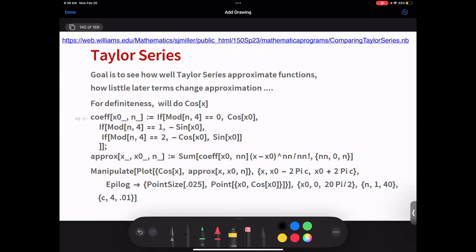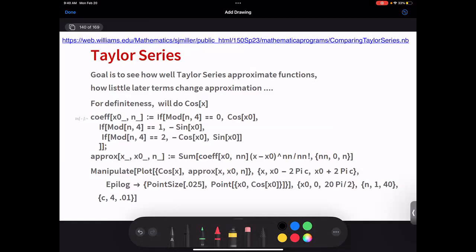So what I'm doing here is I'm basically defining coefficients. I'm using some if statements. This means if when you divide n by 4, you get 0, I want cosine of x naught. If when you divide it by 4, you get 1, I want negative sine of x naught. If when you divide by 4, you get 2, I want negative cosine of x naught, and otherwise sine of x naught. And then what I'm going to do is this is going to be the nth order approximation to the cosine function about the point x naught, and I'm just defining it as a series expansion.